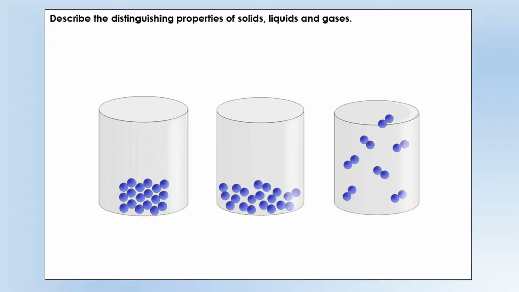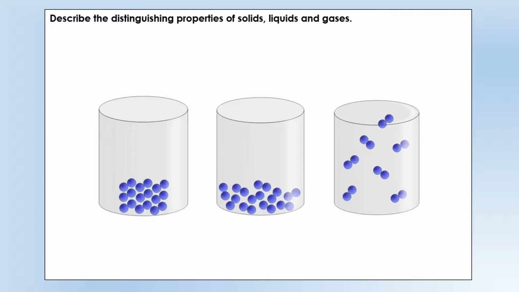Okay, so in this video, we're going to be looking at what we call the kinetic model of matter. So we're going to look at how we describe the different states of matter and the experiments that showed us that they were actually like this. So first of all, let's look at what we call the distinguishing properties of solids, liquids, and gases.